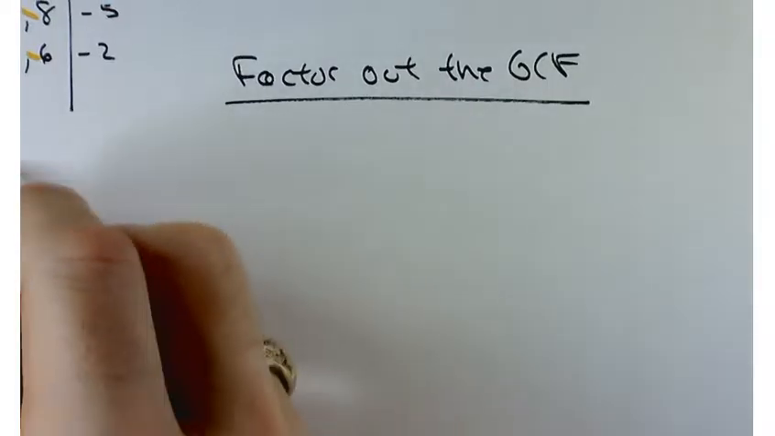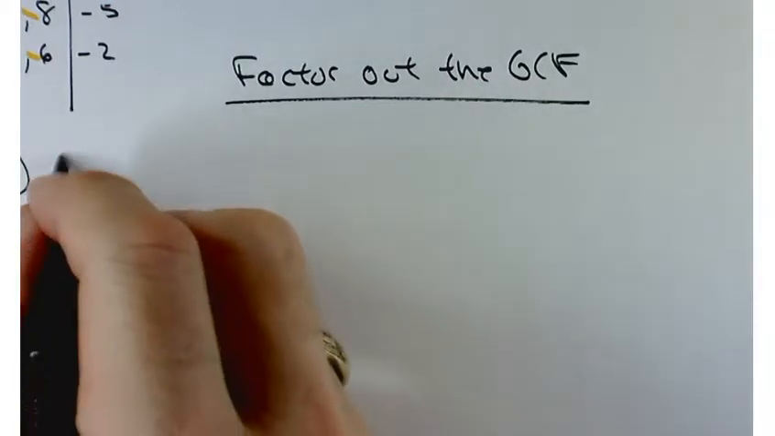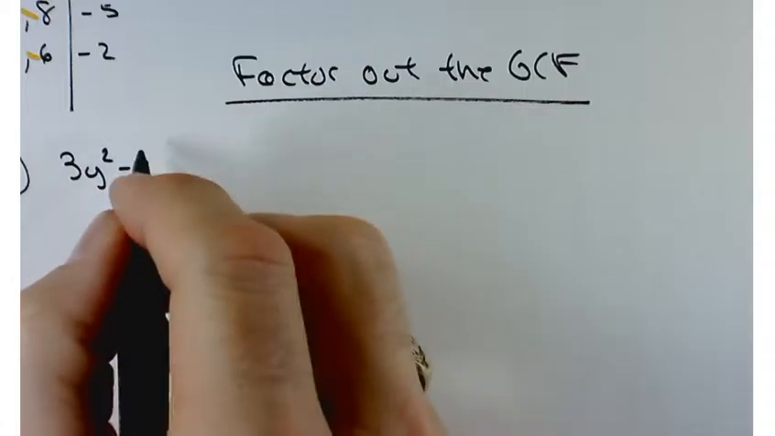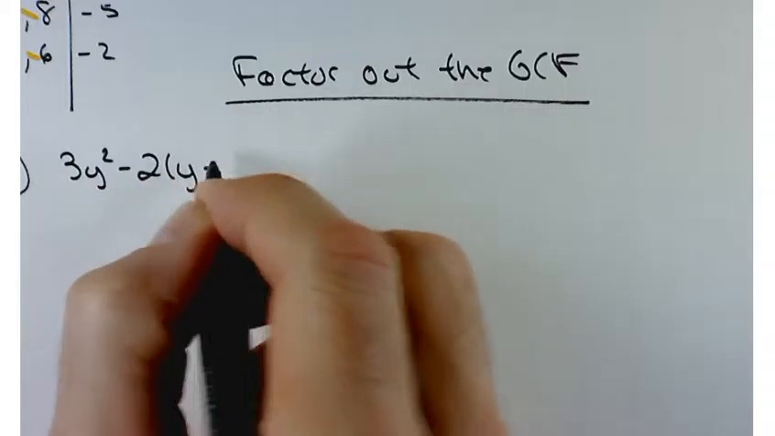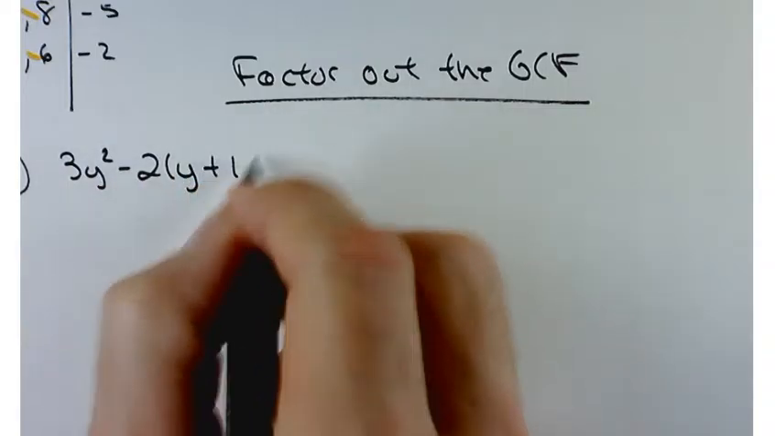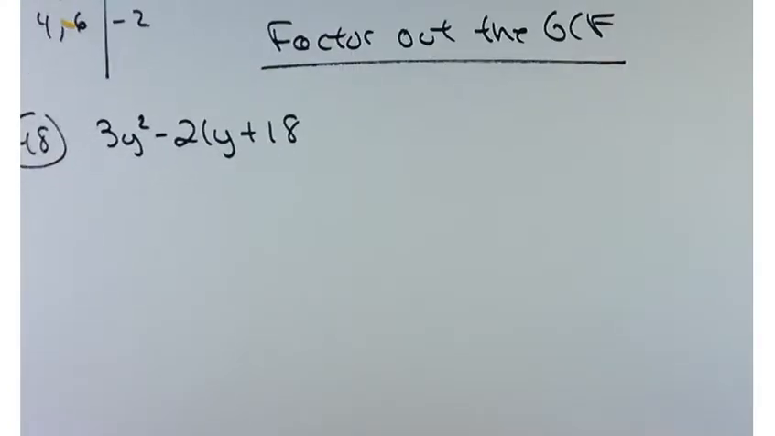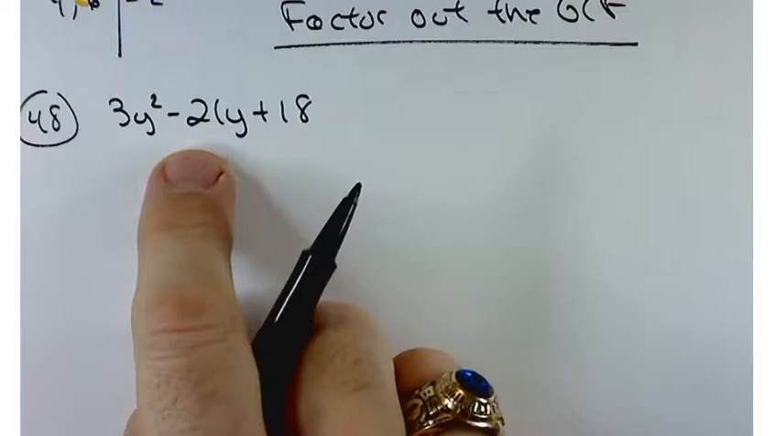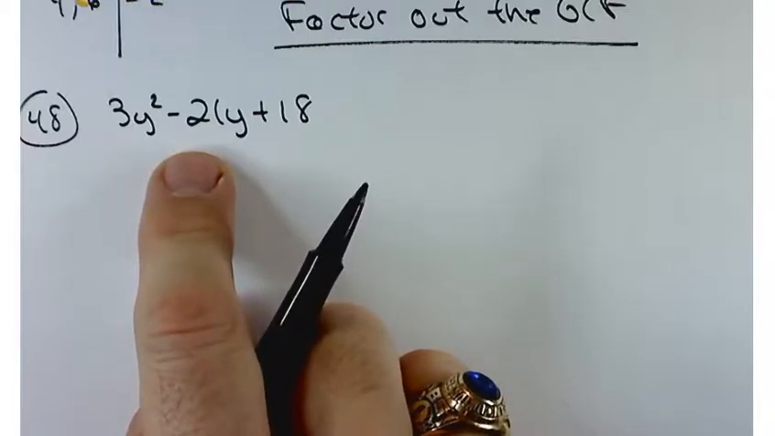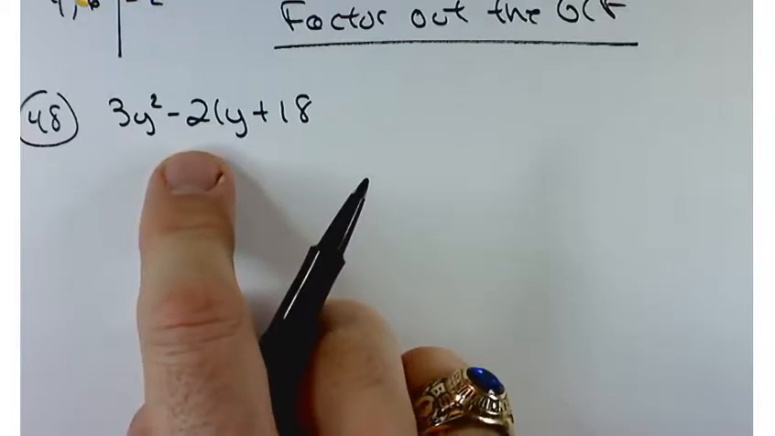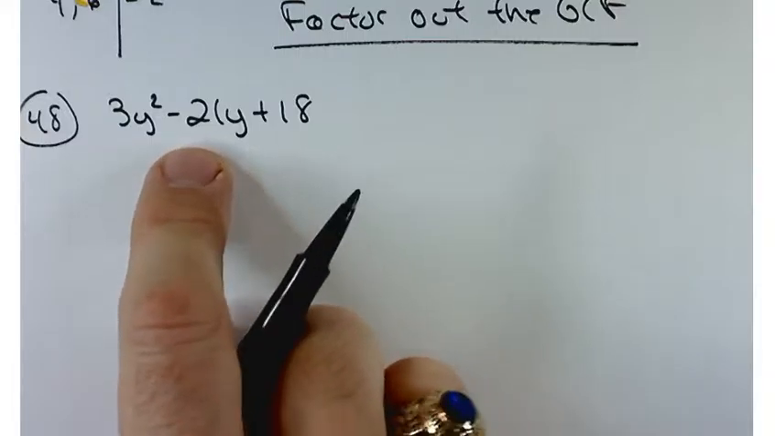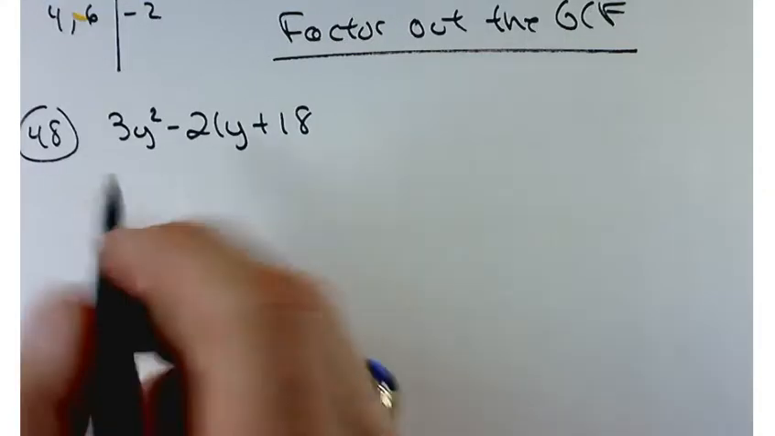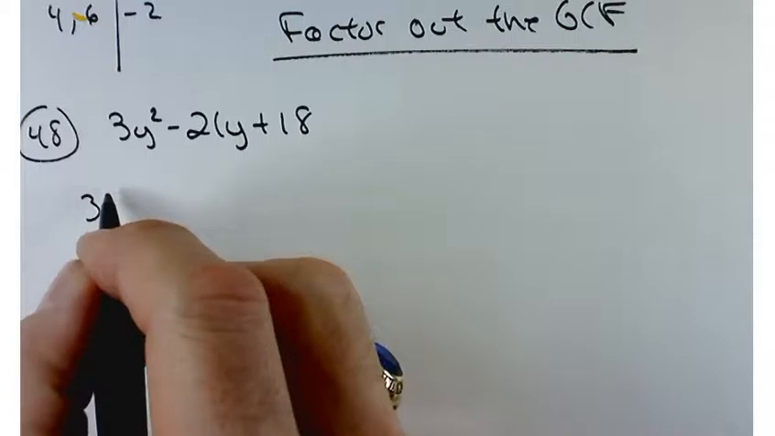We'll start with problem number 48. 3y squared minus 21y plus 18. Now, unless you factored out the GCF to begin with, you're going to see in section 6.3 that this problem can be really, really challenging. We don't want it challenging. We want an easier problem. This is a kinder, gentler math class, right? So how can we make this a gentler problem? Factor out the 3. Thank you.